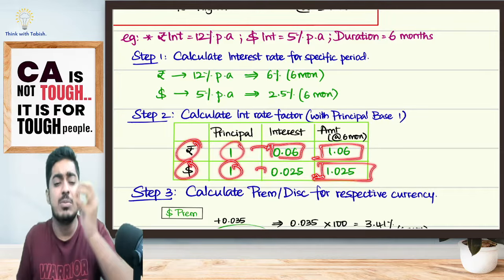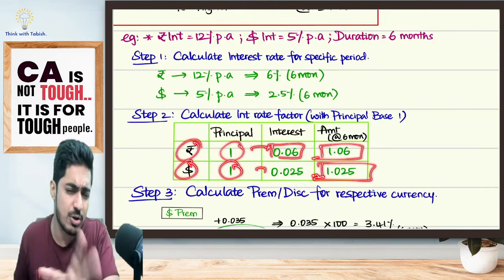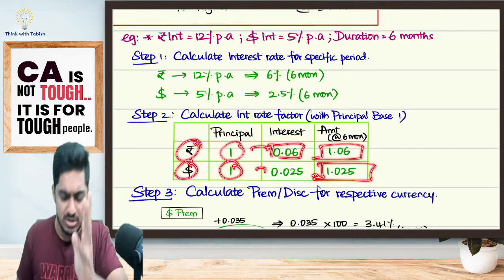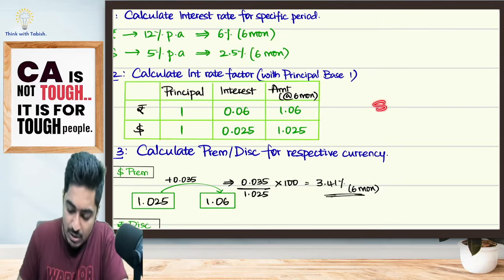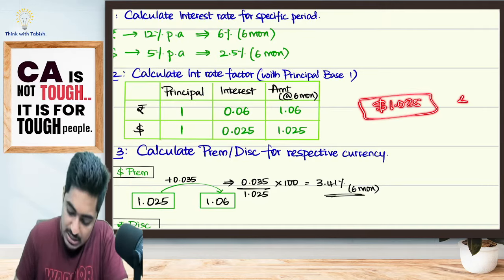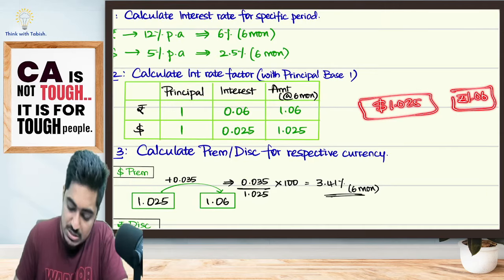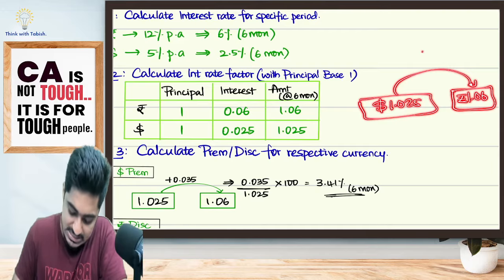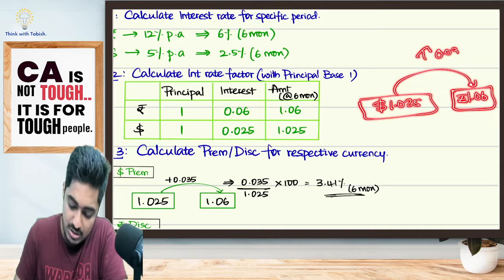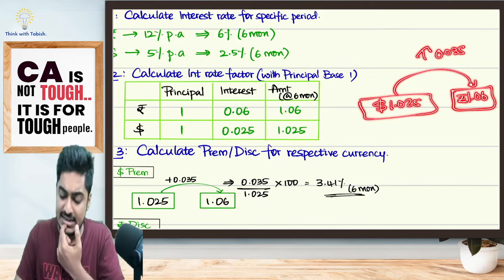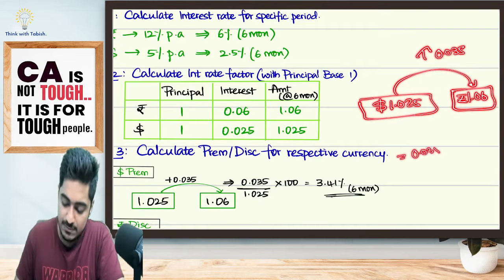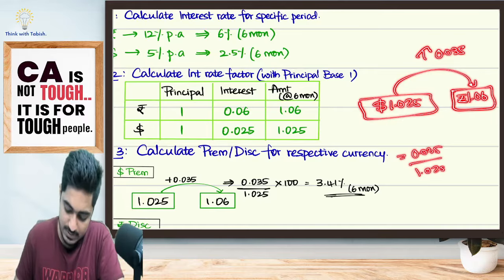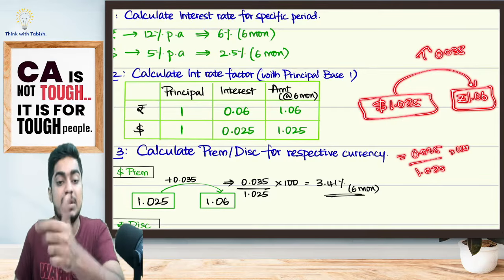Now calculate premium or discount. Simplest thing in the world. So many formulas are there, no need to study at all. Simple logic, students. Now tell me what is happening in the dollar. The dollar is at 1.025, and it is going to reach the rupee, which is now at 1.06. So the dollar is increasing from 1.025 to 1.06. It is increasing by 0.035. In terms of percentage, can I calculate? Yes, sir. It is 0.035 divided by 1.025 into 100. You will be getting the premium in dollar.